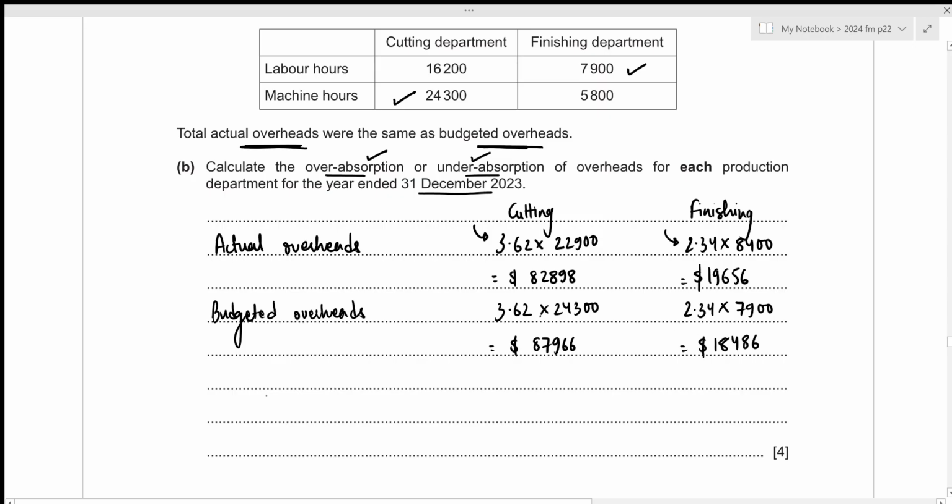Now we just need to calculate the over absorption or under absorption. In order to calculate that, we just need to compare the actual overheads to our budgeted overheads. Remember that if our budgeted overhead is less than the actual overhead, then this will result in under absorption. If the budgeted overhead is greater than the actual overhead, this will result in over absorption. Now for our cutting department, we can clearly see that the budgeted overheads is greater than the actual overheads. So this is the case of over absorption.